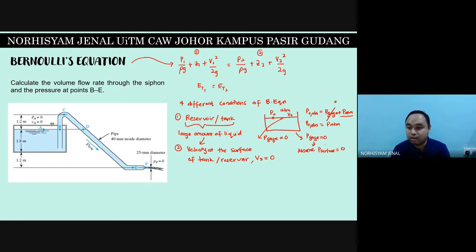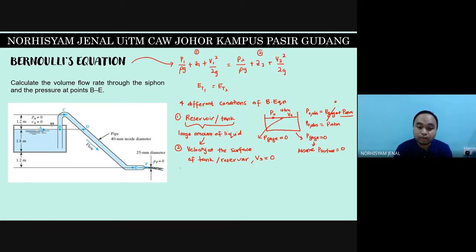So the first one is we are using P gauge instead of P absolute, so we use P surface equal to 0. Number 2, velocity at the surface of a tank or reservoir, because the movement or the velocity is really low relative to the velocity inside the pipe. So we assume the velocity at the surface equals 0.